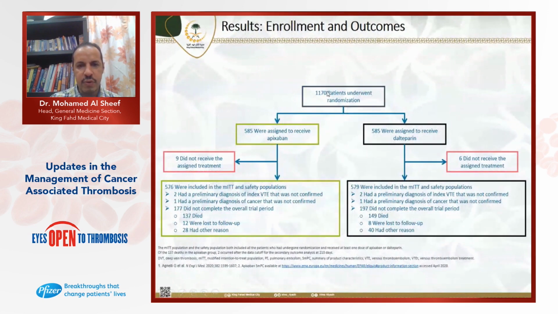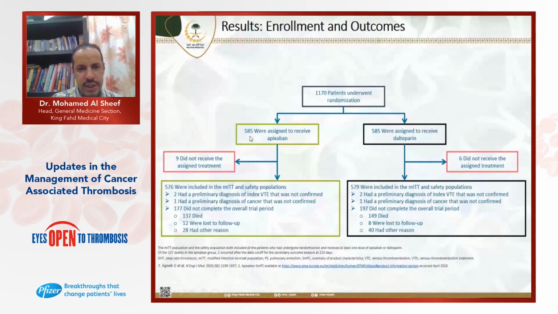This is the flow chart for the enrollment of patients. 1,170 patients underwent randomization. About 50% were assigned to receive apixaban, and the other 50%, about 585, were assigned to receive dalteparin. This is relatively bigger than the edoxaban study. So this is the largest trial to use DOACs in cancer-associated thrombosis.